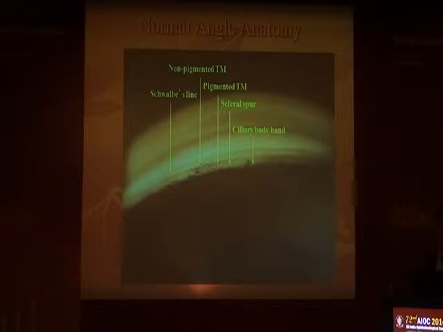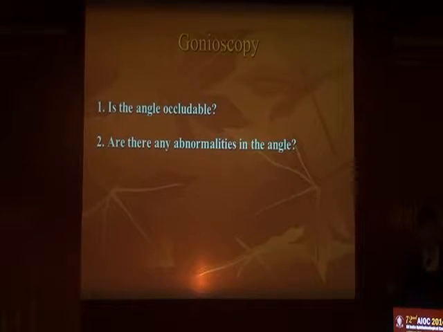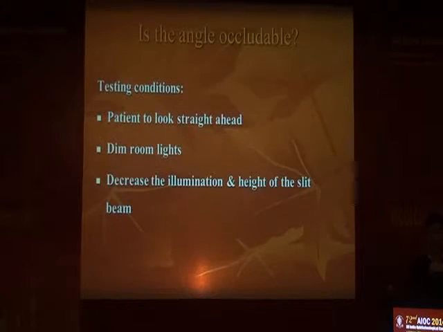So people who are starting into ophthalmic practice should take the first 25 cataract-operated patients and put in a gonioscope, and you will be able to study this quite well in those patients. The next thing you want to know after you have seen the angle structure is whether the angle is occludable, and second, are there any abnormalities in the angle.